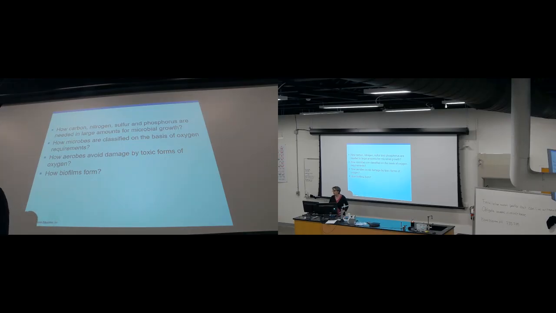So now let's look at how carbon, nitrogen, sulfur, and phosphorus are needed in larger amounts for microbial growth. And we're going to start classifying the microorganisms according to the requirement of oxygen. And we're going to see how some microorganisms avoid injury by toxic forms of oxygen, and how bacteria form biofilms.